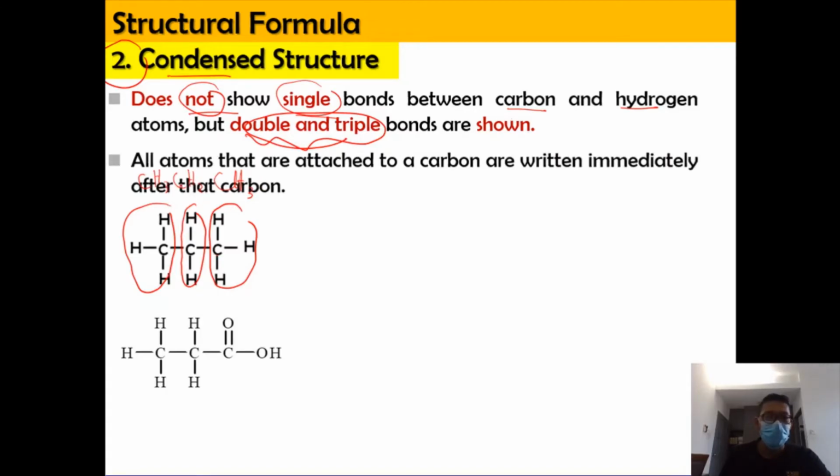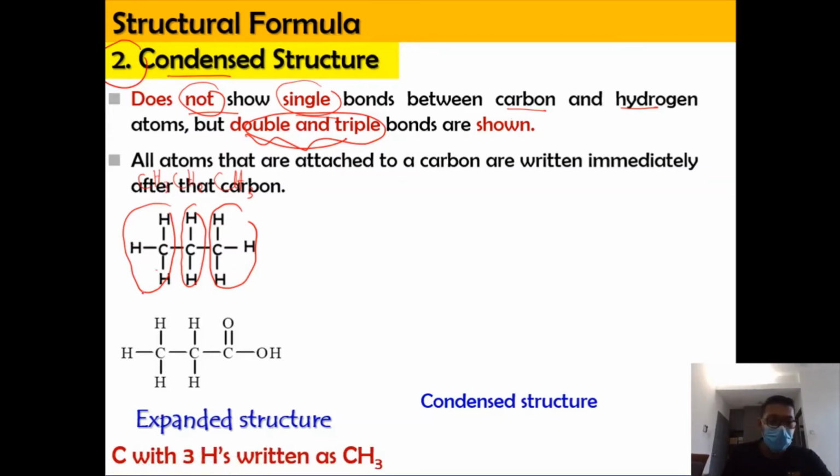And all atoms that are attached to a carbon are written immediately after that carbon, like what I just did here, which is hydrogen. So I directly put hydrogen behind the carbon. This is given here as the expanded structure, and we need to do the condensed structure. The carbon with 3 hydrogens will be written as CH3. So that's what I did just now, CH3, CH2, and CH3. Meanwhile, for this case, we will have CH3, CH2, and here we have C, O, O, H.